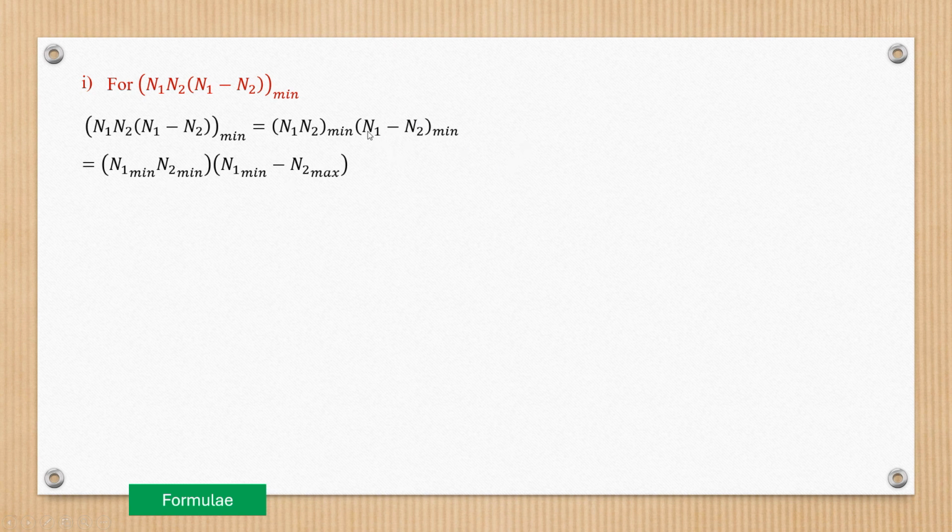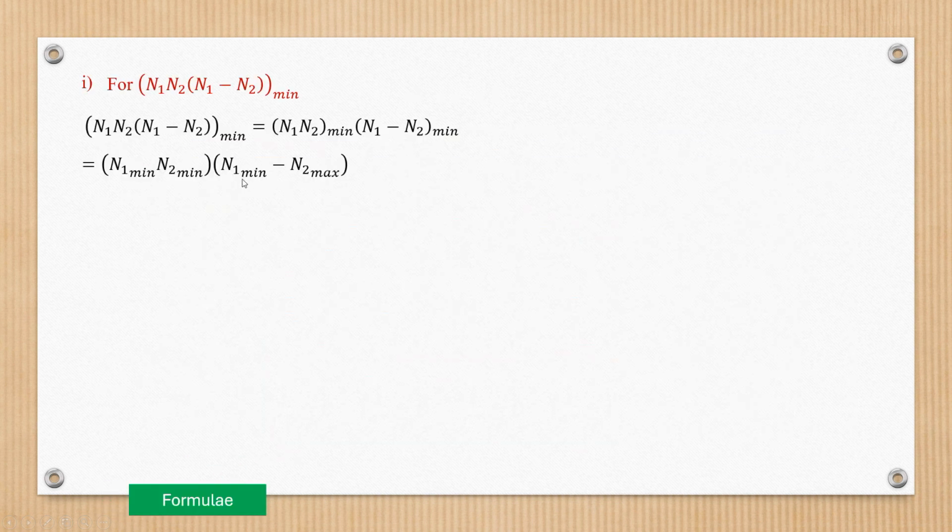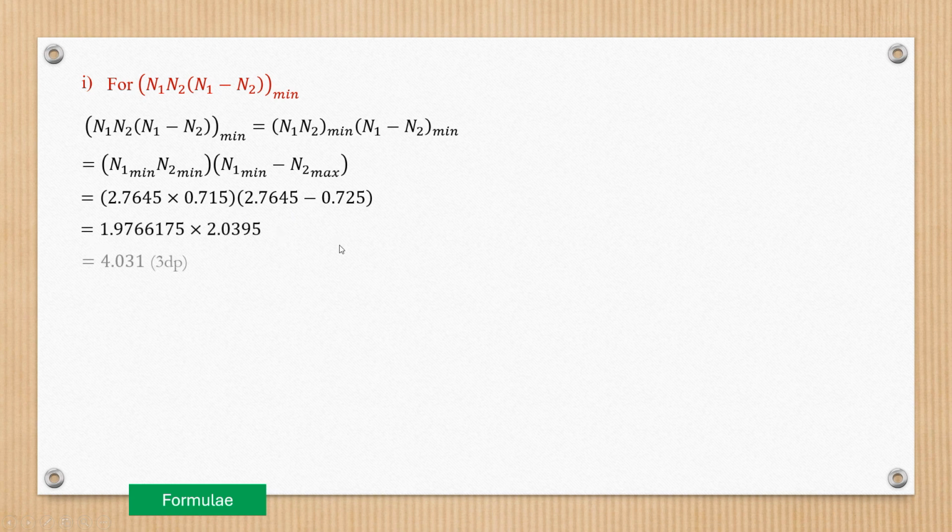Now for this side here, we're looking at n1 minus n2 minimum, and that brings in the subtraction side of it, which shall give me x min minus y max. So it will be min minus max. That's why I'll have n1 min minus n2 max on this side. Now I can substitute in the values, and when I calculate, the answer shall be 4.031 to 3 decimal places. Remember, this was asked for in the question, that these are the decimal places we should work with. So this is the minimum.